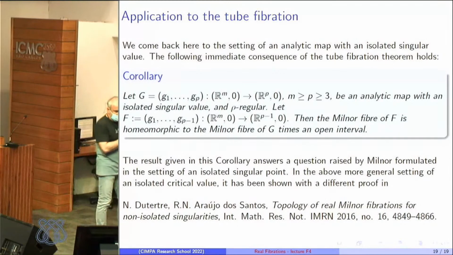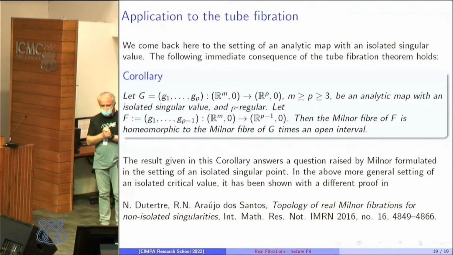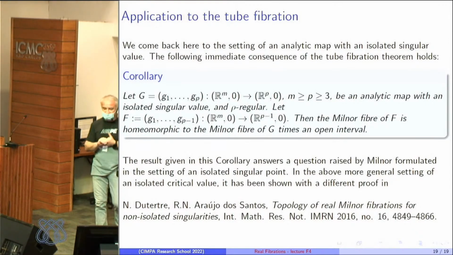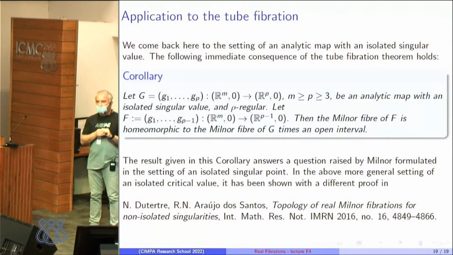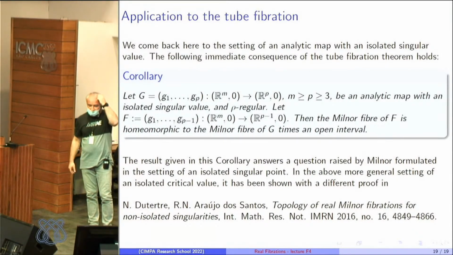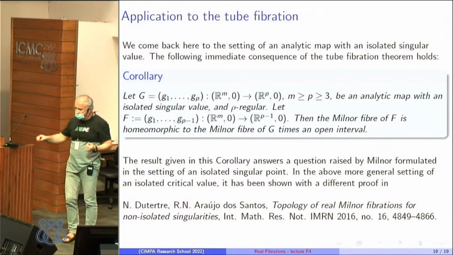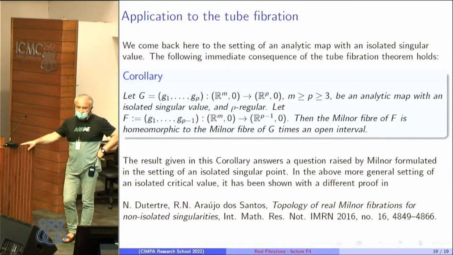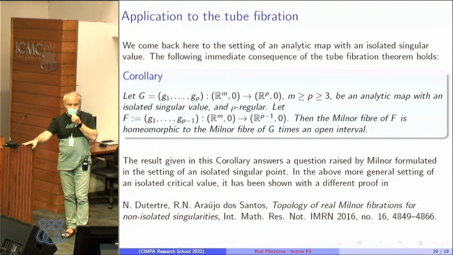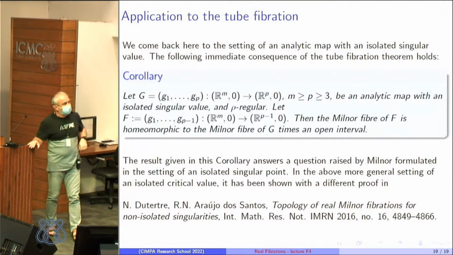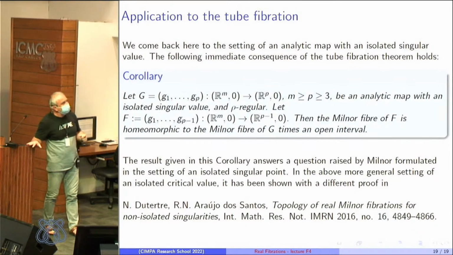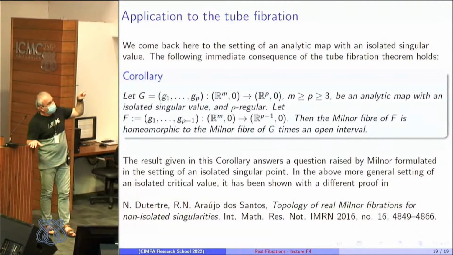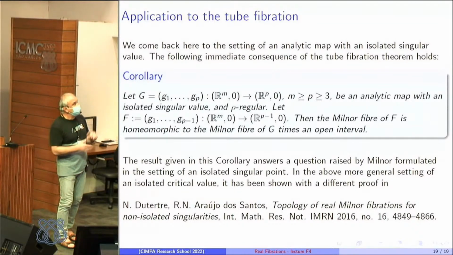This is a result that was proved before by Nicolas and Raimundo 6 years ago. And actually, it came from a question of Milnor in Milnor's book. Milnor formulated it just for isolated singularities, but Nicolas and Raimundo did it in a more general setting. And with our theorem, as a consequence of our theorem, you get this corollary.